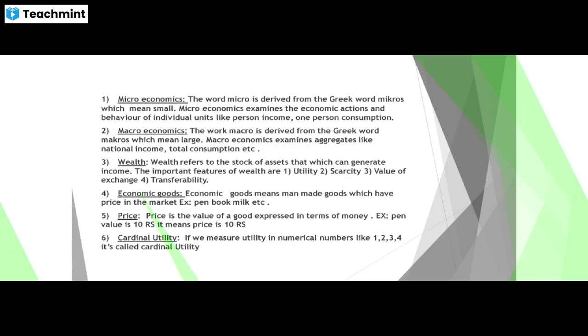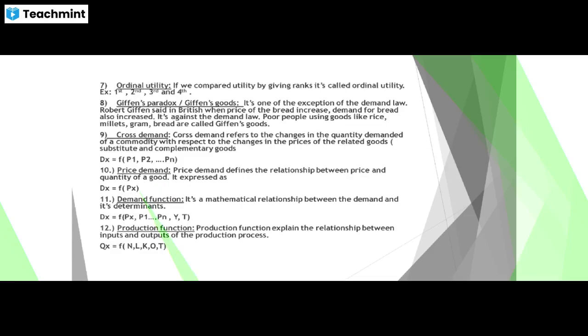And if you see the next one, ordinal utility analysis. If we compare utility by giving ranks, it is called ordinal utility analysis. Example: first, second, third, fourth. That means here we can't say exactly how much utility we'll get, but we can give ranks. This will give the most utility, so first rank. This will give less than the first one, so second rank, third rank, fourth rank, like that.